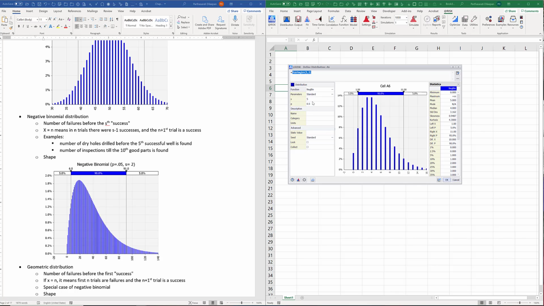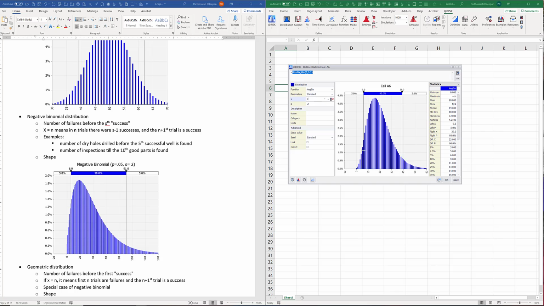Now we can change the probability of success. If it is 0.2, a small number, then it takes a lot of failures before we achieve the 5 successes, and that's what we see here as p becomes small. If it is 0.05, then it becomes something like that, and for s equal to 2, like that.